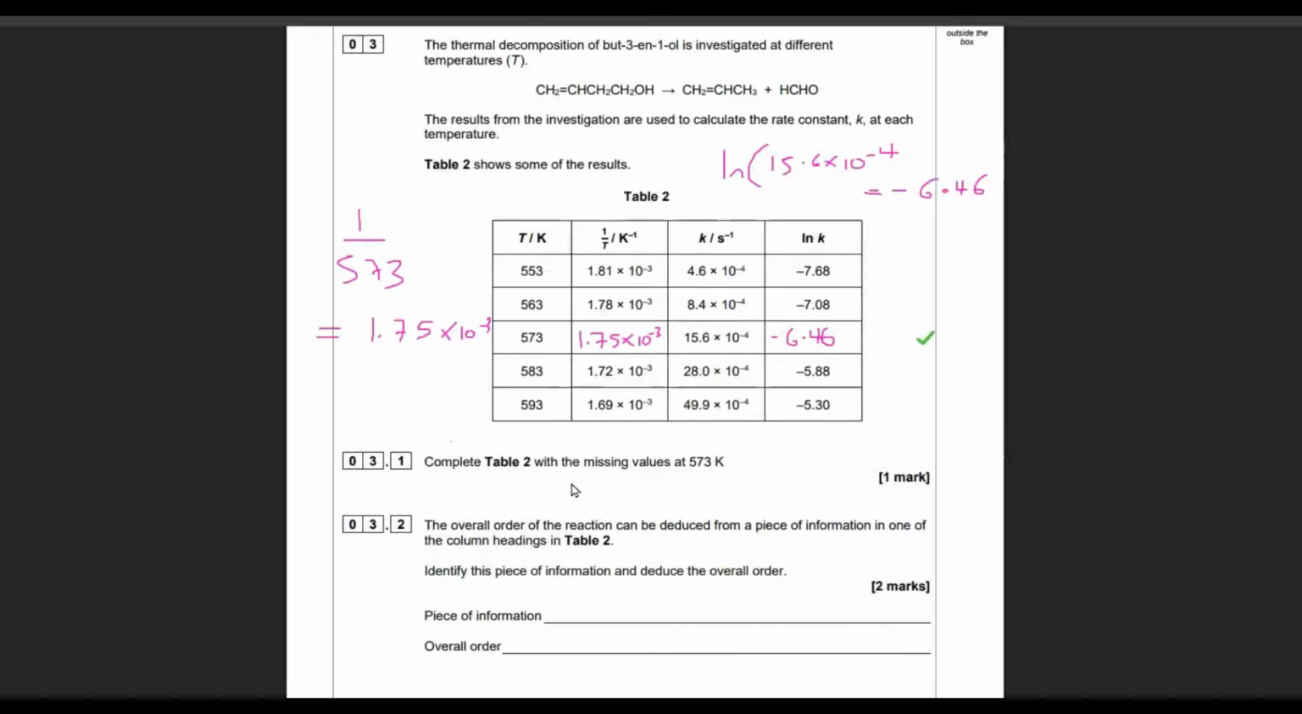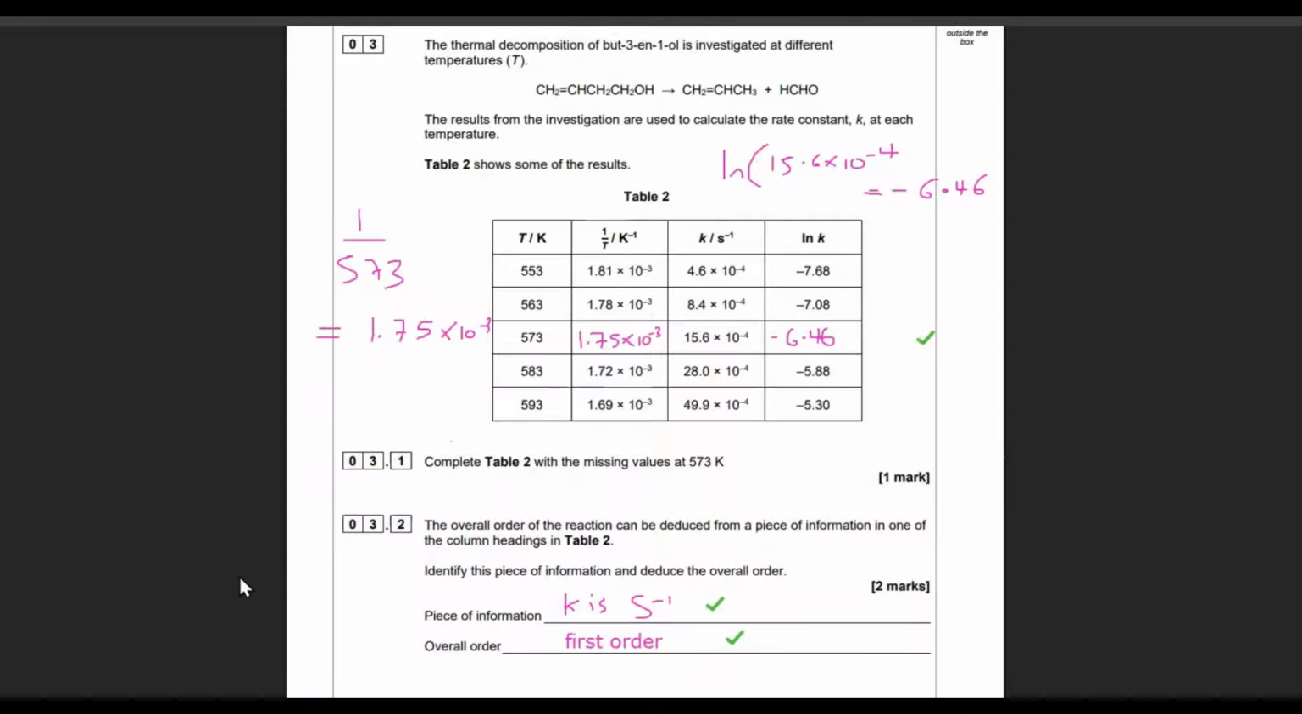Now, the overall order of reaction can be deduced from a piece of information in one of the column headings. Identify the piece of information and deduce the overall order. So when we look around here, what will give us the order of the reaction? It's actually this s to the minus 1, the fact that K is s to the minus 1. K is the rate constant. If it was s to the minus 2, it would be second order, but s to the minus 1, it is first order. And that's going to score us 2 marks, and we got a mark for that. So there's 3 marks altogether there.